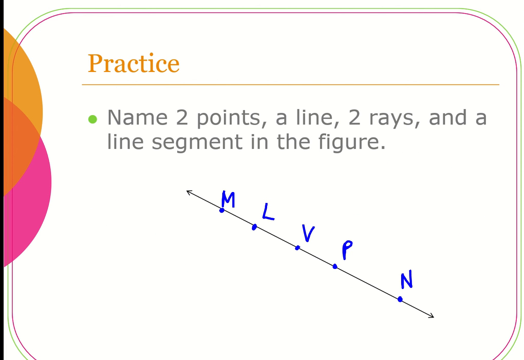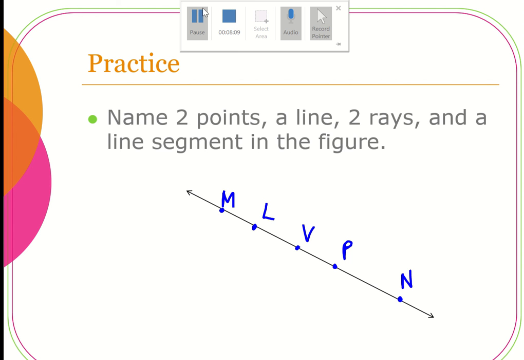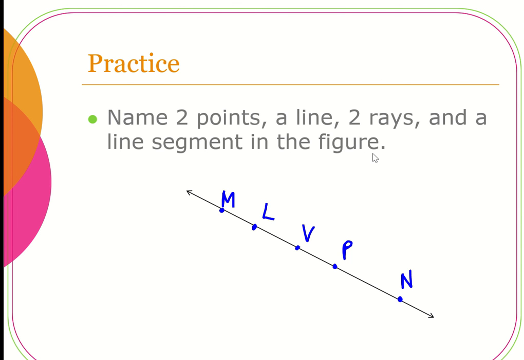Pause the video now. Name 2 points, a line, 2 rays, and a line segment in the figure. Pause the video here and try this out. All right, so for the points, you could have said M, L, V, P, or N. 2 of those 5. I'll take just the letter. That's fine. You could write just the letter M. Or if you wanted to, you could write point M, whatever. Either of those will work.